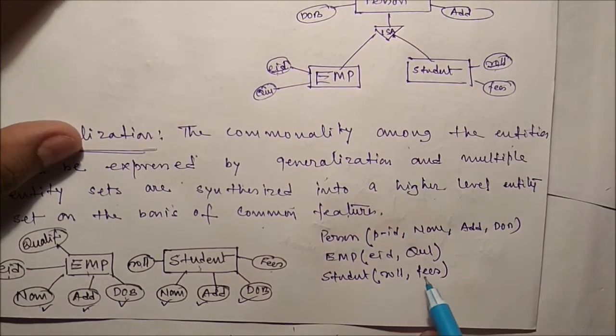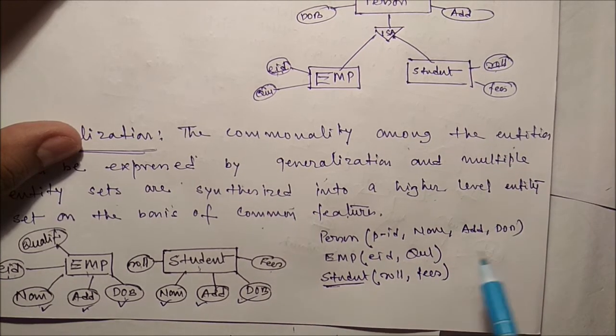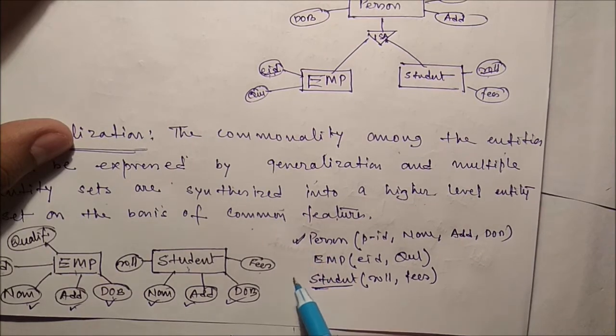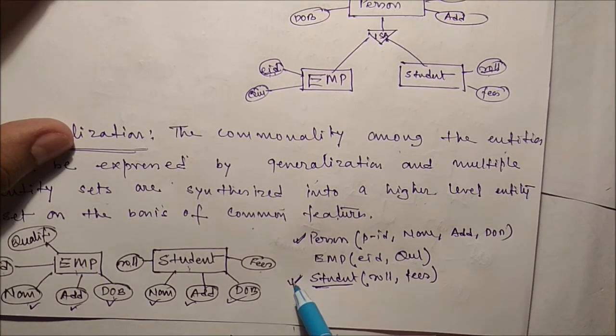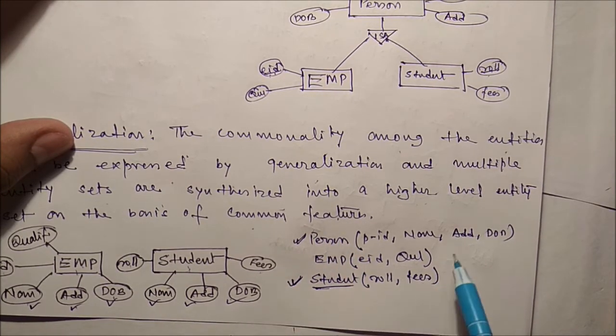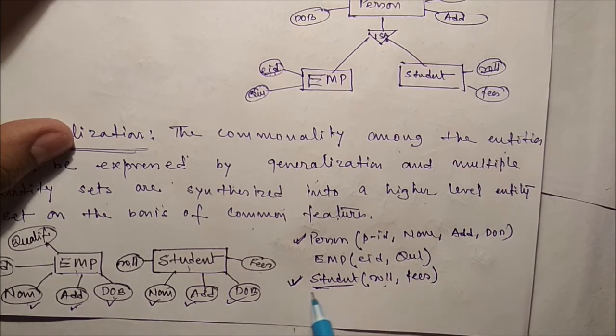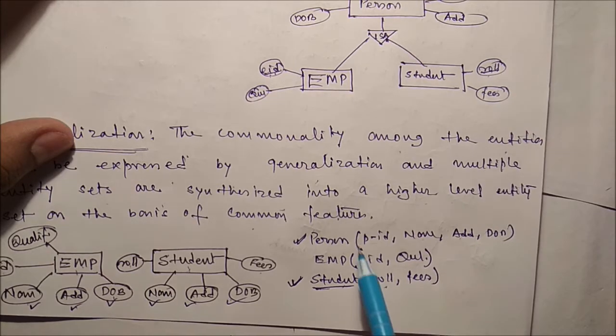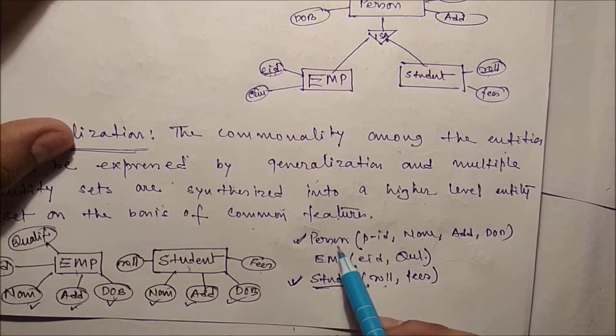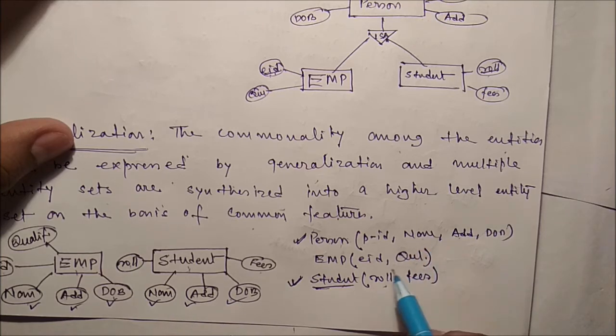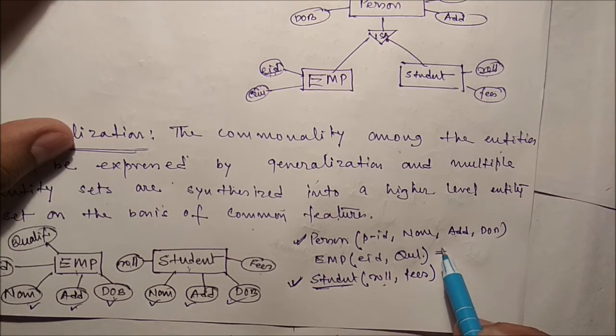Now suppose we need to know the name and address of this particular student. So what we can do? We just apply natural join between these two tables, and from this join we can get name, address, date of birth of this particular student. Similarly, we need to know the name and address of this particular faculty, this particular employee. So we may merge these two tables, person and employee, and we can get the name and address of this particular employee. Are you getting this one?